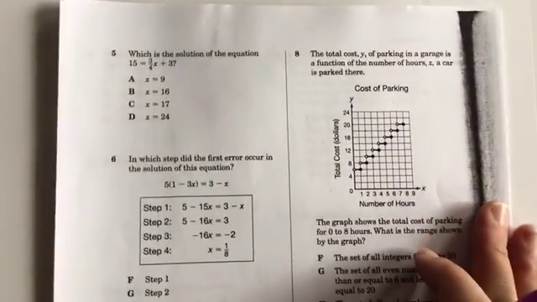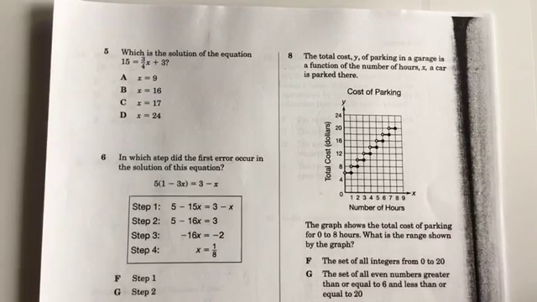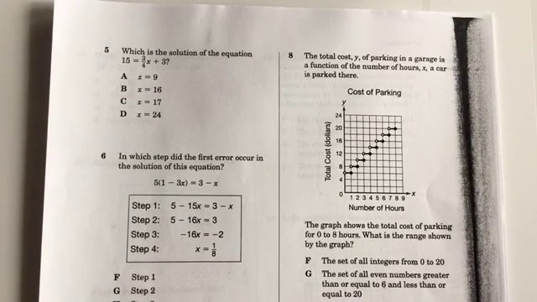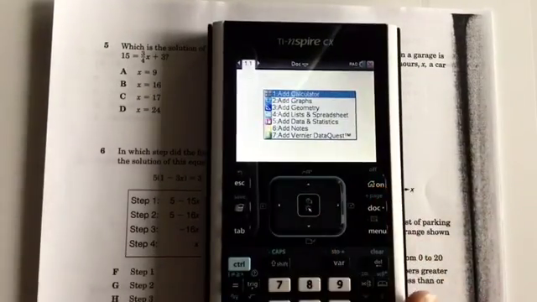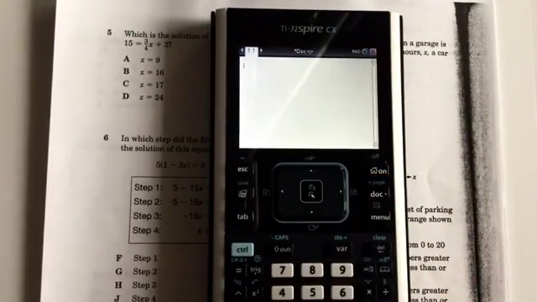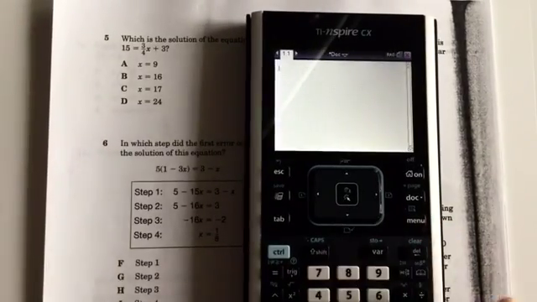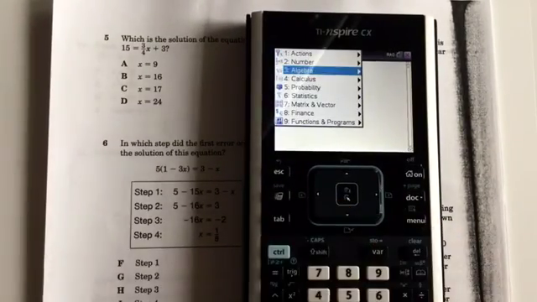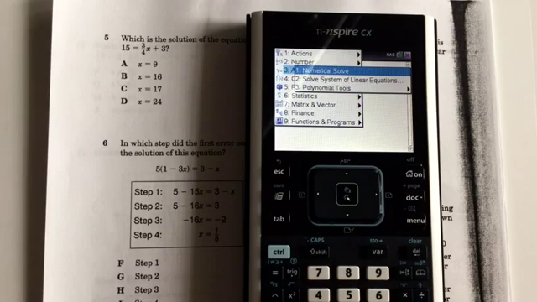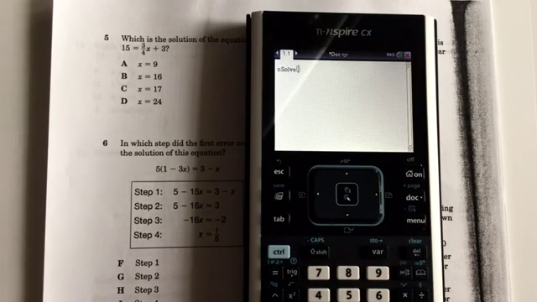Number 5, what's the solution to this equation? The easiest way to solve a one variable equation on the calculator is I'm going to go ahead and add a new calculator document. And all I have to do is menu, and then remember 3, 1, numerical solve. So it's going to ask nSolve.